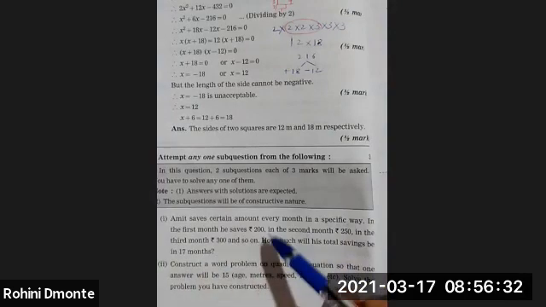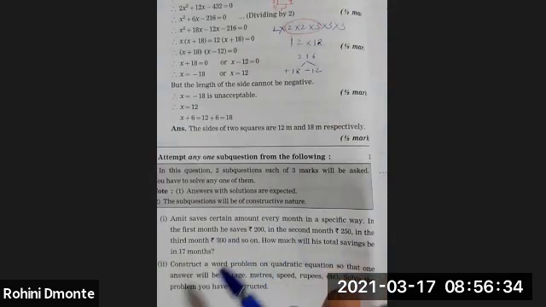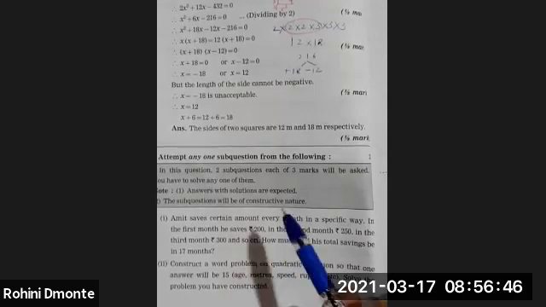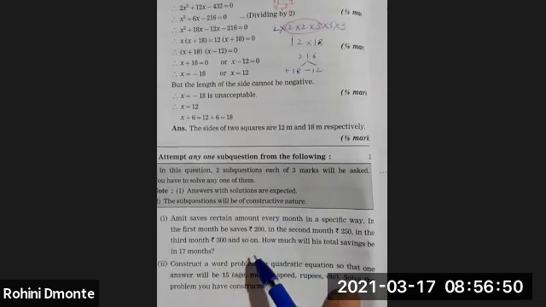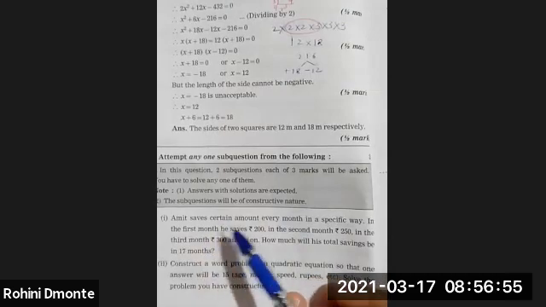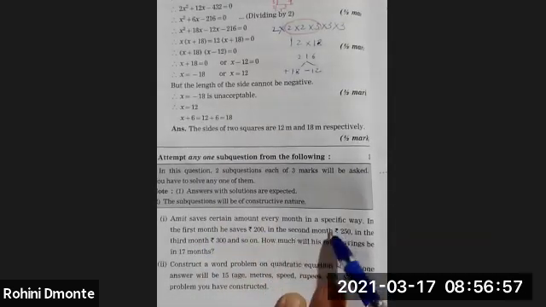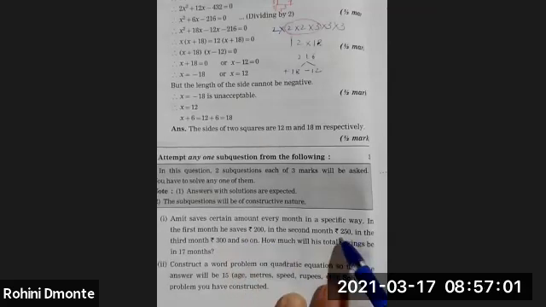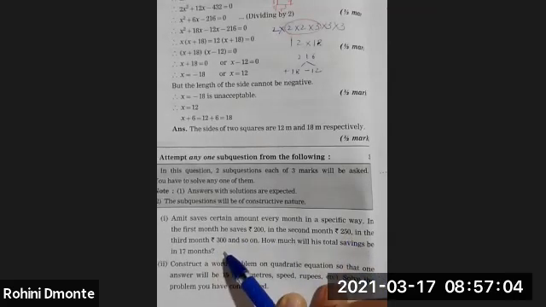Students, this sum is in the 5th question, but still it is of arithmetic progression, and it is from the textbook itself. Yes, there are some changes in the digits, but it is from the textbook itself and based on the syllabus. Okay, so let us see what is exactly given in this sum. Amit saves a certain amount every month in a specific way. In the first month, he saves 200. In the second month, 250. Third month, 300, and so on.